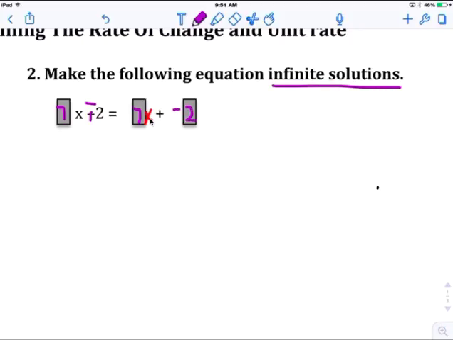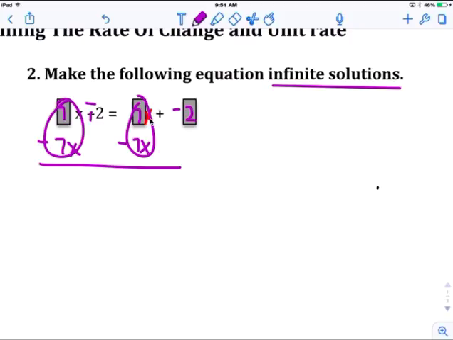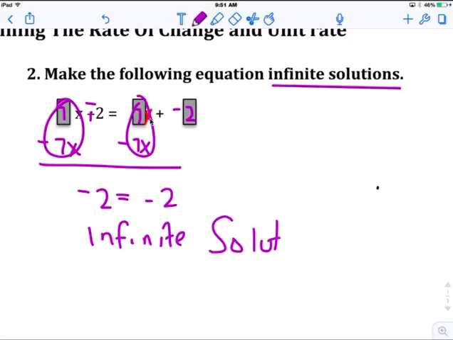Infinite solution means everything is the same. And then we solve it by minusing the variable first. And we get -2 equals -2. This is infinite solution. So you choose whatever number x should be. But that -2 has to be there, okay?